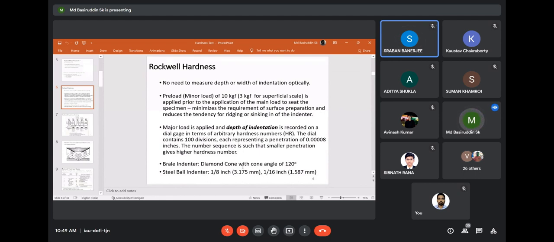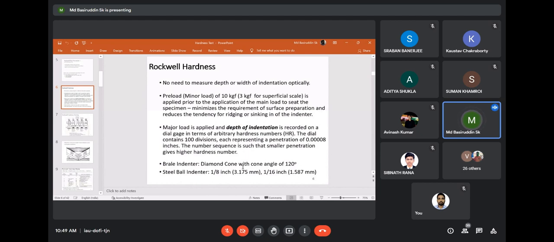ধরো তুমি যদি একটা এনভিলের উপরে স্যাম্পল রাখো, এবার স্যাম্পলের থিকনেস যদি খুব কম হয়, বাট তুমি যদি মেজর লোডটা অ্যাপ্লাই করো, তাহলে কি হবে, তোমার স্যাম্পল তো ডিফর্ম হবেই, বাট তার সঙ্গে সঙ্গে ওই স্যাম্পলের নিচে যে বেস এনভিলটা রাখা আছে, সেটাও ডিফর্ম করার চেষ্টা করবে, বিকজ ইউ আর পুটিং ম্যাক্স হায়ার অ্যামাউন্ট অফ লোড.